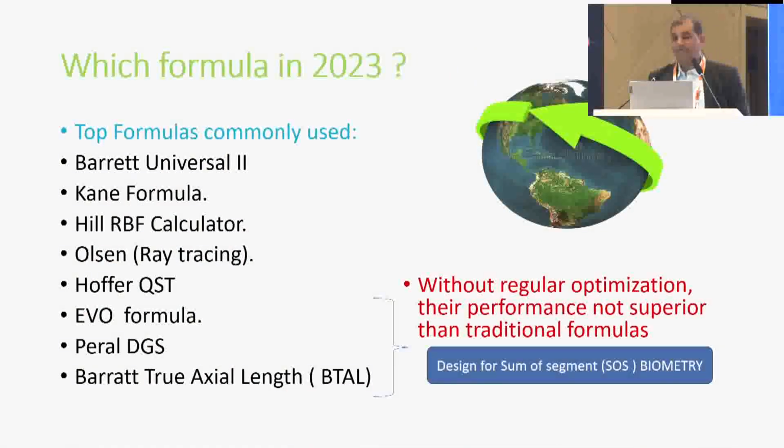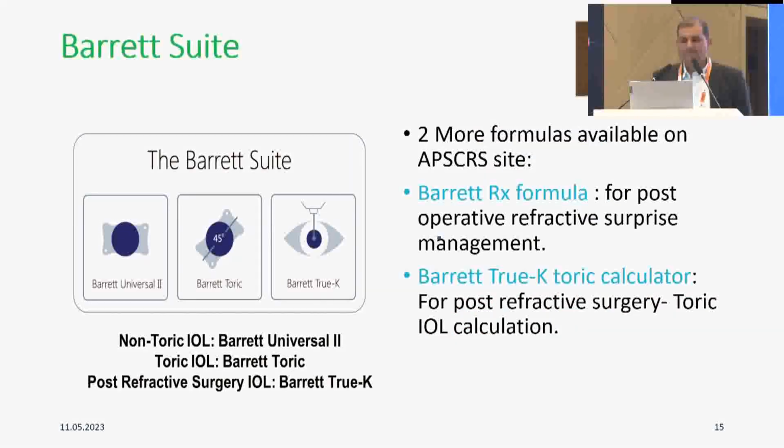The top formulas commonly used are the Barrett Universal 2, Kane formula, Hill RBF calculator version 3, Olsen, and the Kane KQT, which has been recently introduced for long eyes, the EVO formula, Pearl DGS, Barrett 2 axial length formulas, and the Cooke formula. This is exclusively designed for segmented biometries. So we will go briefly one by one through all of them. The Barrett suite, which is available in so many instruments like the IOLMaster 700, has three components. One is the non-toric component where the Barrett Universal 2 formula can be used.